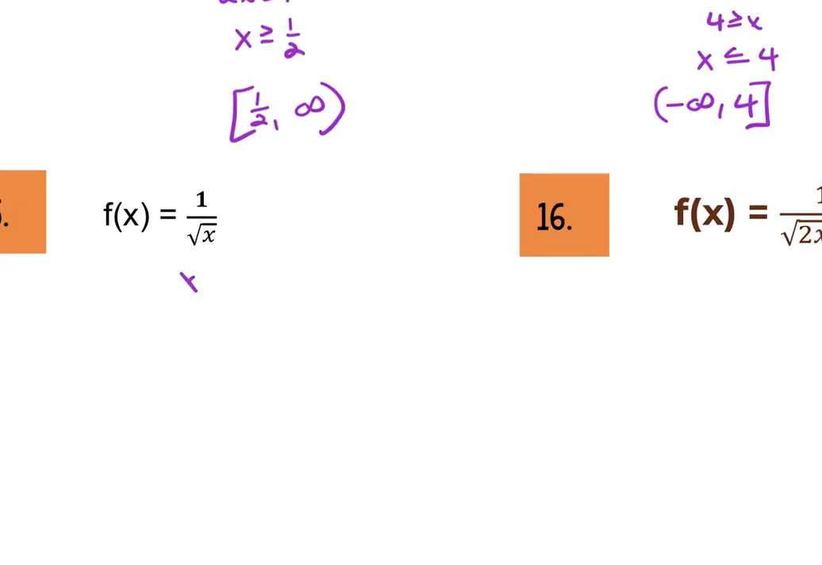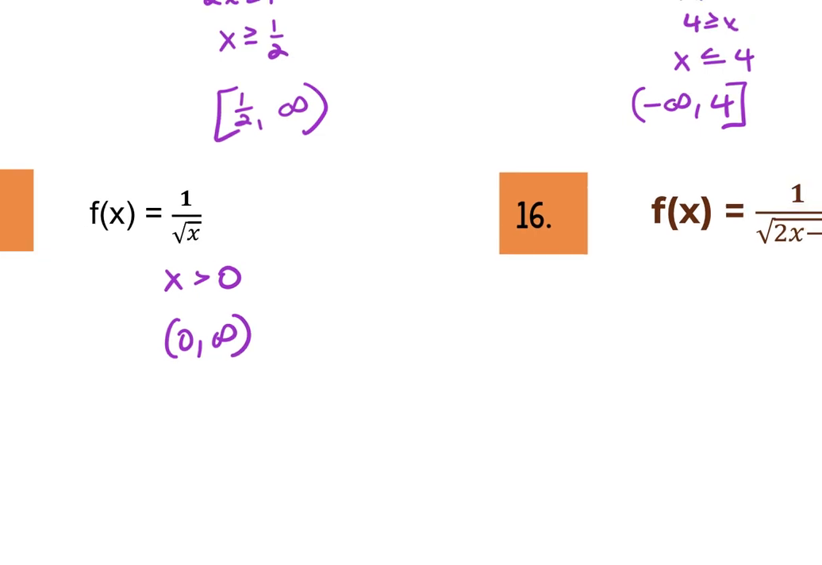So the rest of it's the same. The only thing that changes is the "or equal to" goes away if it's in the denominator. So x has to be greater than 0, which means it's 0 to positive infinity with a parentheses. It can no longer equal 0 because it would be undefined.